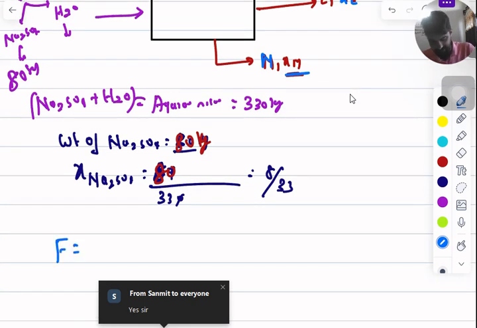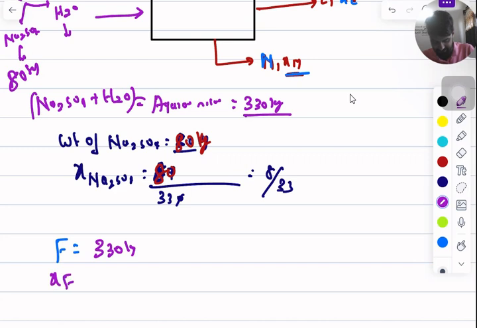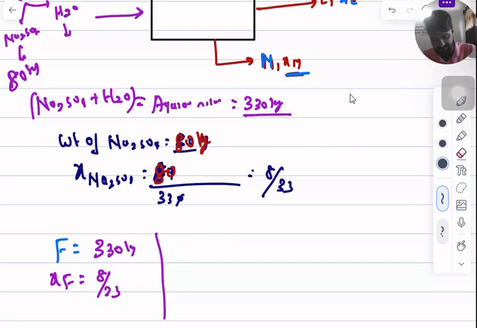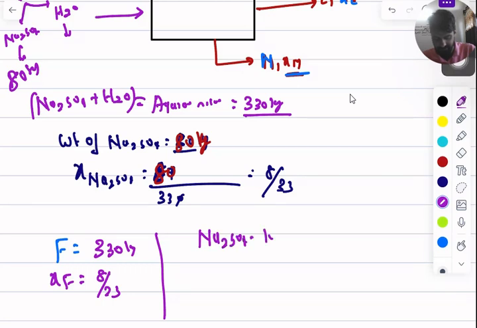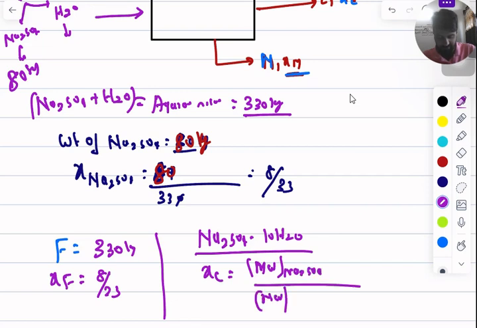Okay. So F has been given to you. Total F is 330 kg. What is XF? XF is given as 8 by 33. Right. And next thing is, what is XC? I have told you, see which crystal is getting formed. Crystal formation is Na2SO4 dot 10H2O. So what will be XC? XC will be molecular weight of Na2SO4 divided by molecular weight of Na2SO4 plus molecular weight of H2O multiplied with 10. Is that clear?